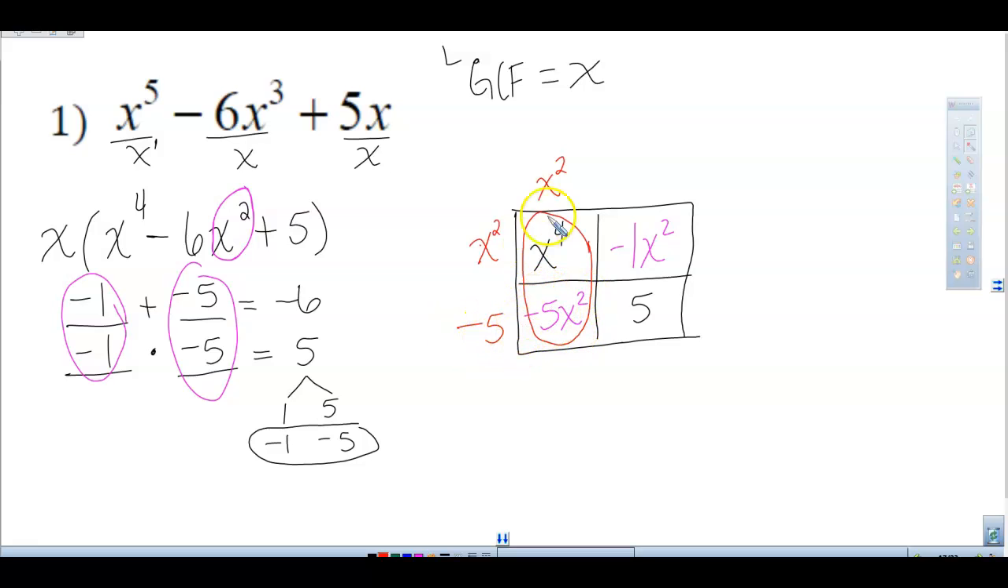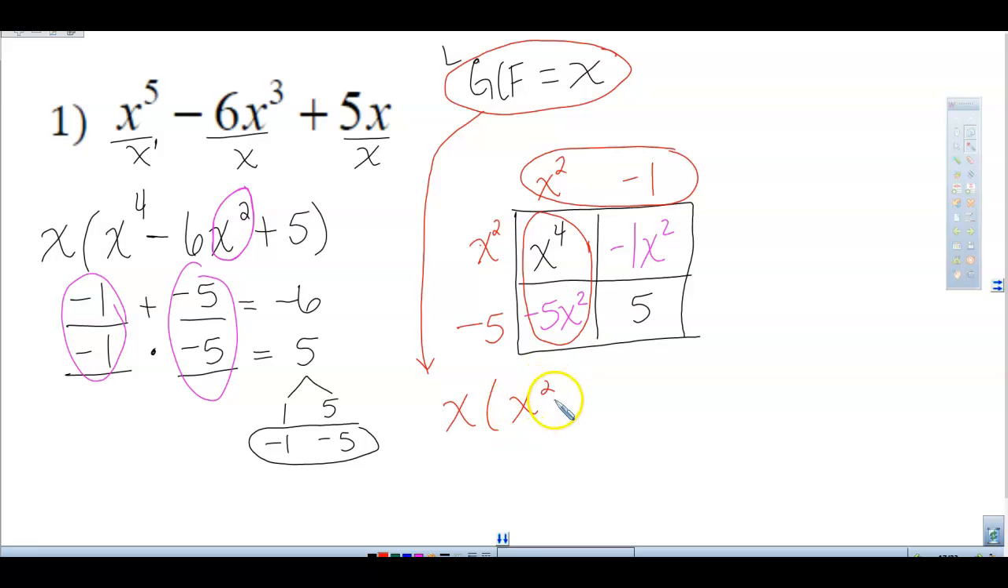Negative 5. Another way of thinking of it is this, it needs to match. I have the x squared, so I'm missing the negative 5. The negative 5 goes out front. Okay? Now looking at this one, negative 1x squared, I look to the left of the x squared. I want this x squared to match, so I'm just missing the negative 1, goes up top. And negative 1 times negative 5 is positive 5, so we did it correctly. Remember for your GCF goes out front, put the x out front, and then take your two binomials, x squared minus 1, and the one on the side, x squared minus 5.